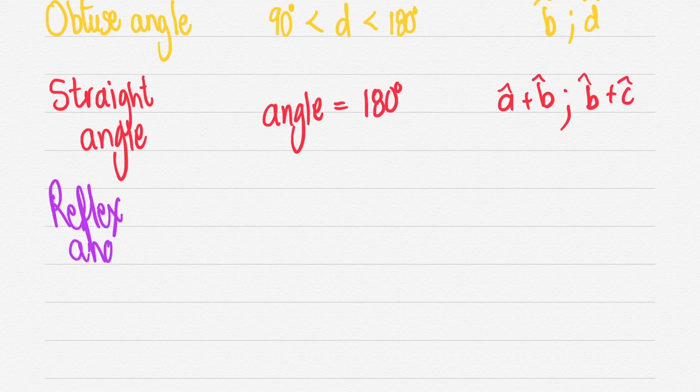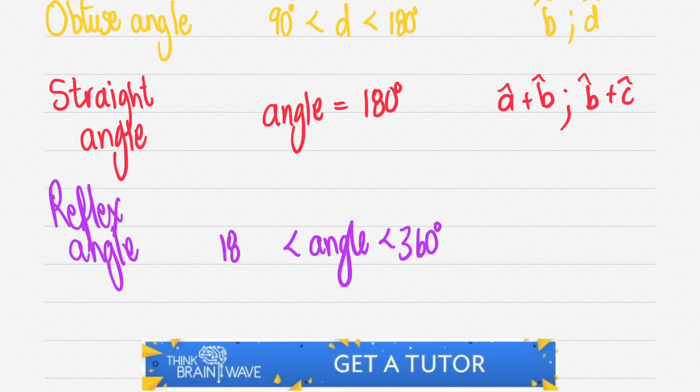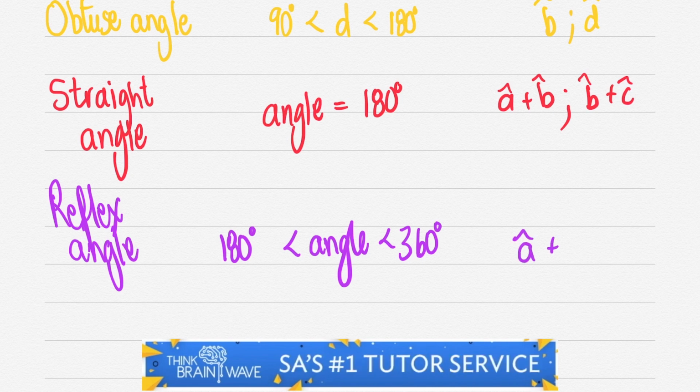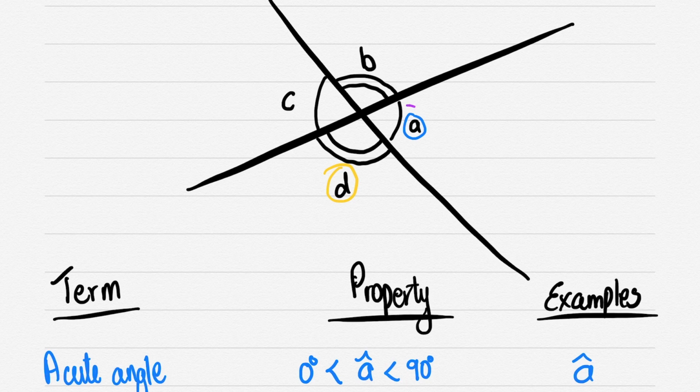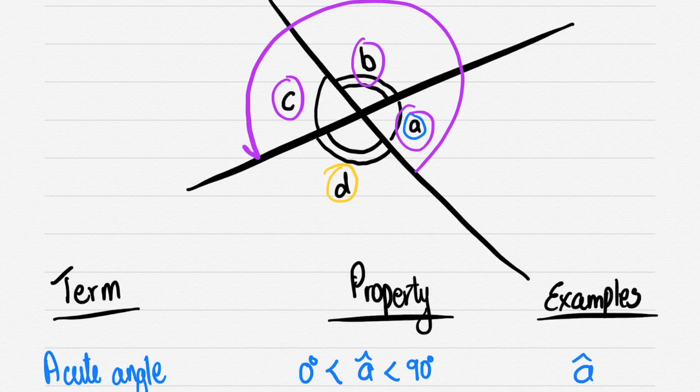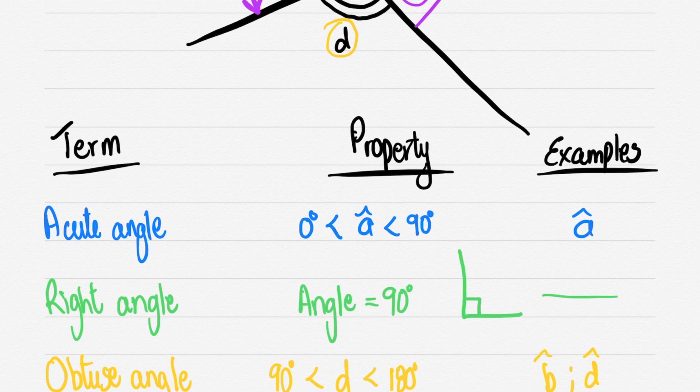Let's move on to the purple one, which is the reflex angle. A reflex angle goes further than 180 degrees. It's less than 360 degrees, but greater than 180 degrees. Notice how we've used a staggering method, starting at acute and moving on towards the reflex angle. If we were to say angle A plus angle B plus angle C, we'd have an angle that is greater than 180 degrees but less than 360 degrees. That's illustrated in purple for your ease of use.